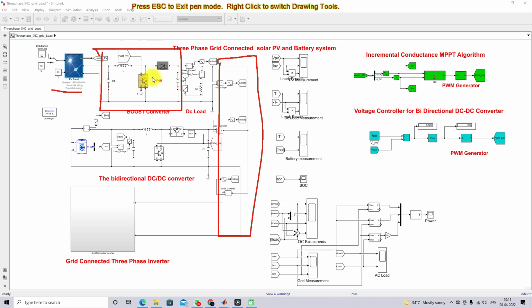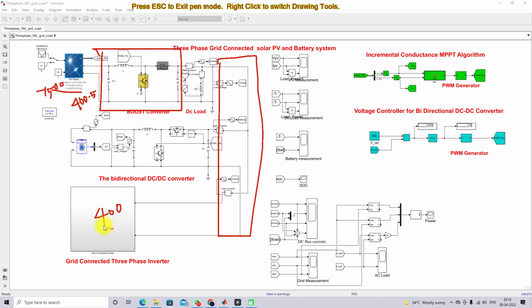In order to design this boost converter, we need to fix the input voltage. So here I am going to fix the input voltage as 460.5. That means I am going to consider the voltage at the standard test condition, and the power at the standard test condition is around 7500. And then you have to fix the output voltage. For that we need the grid line to line voltage. So here I am going to consider the grid line to line voltage is 400 volts.